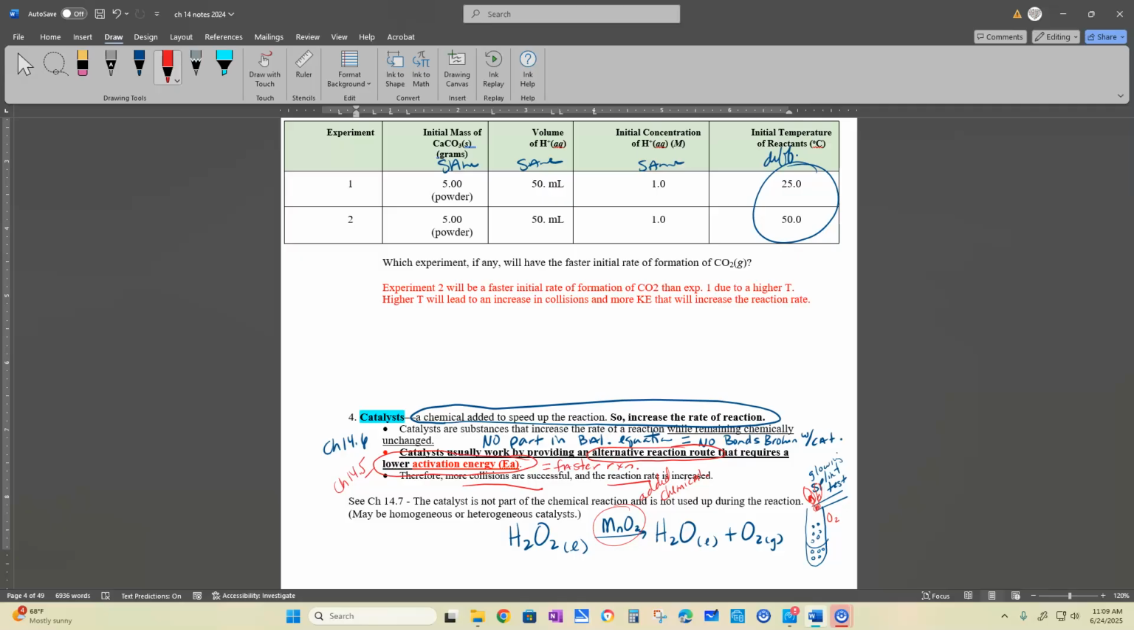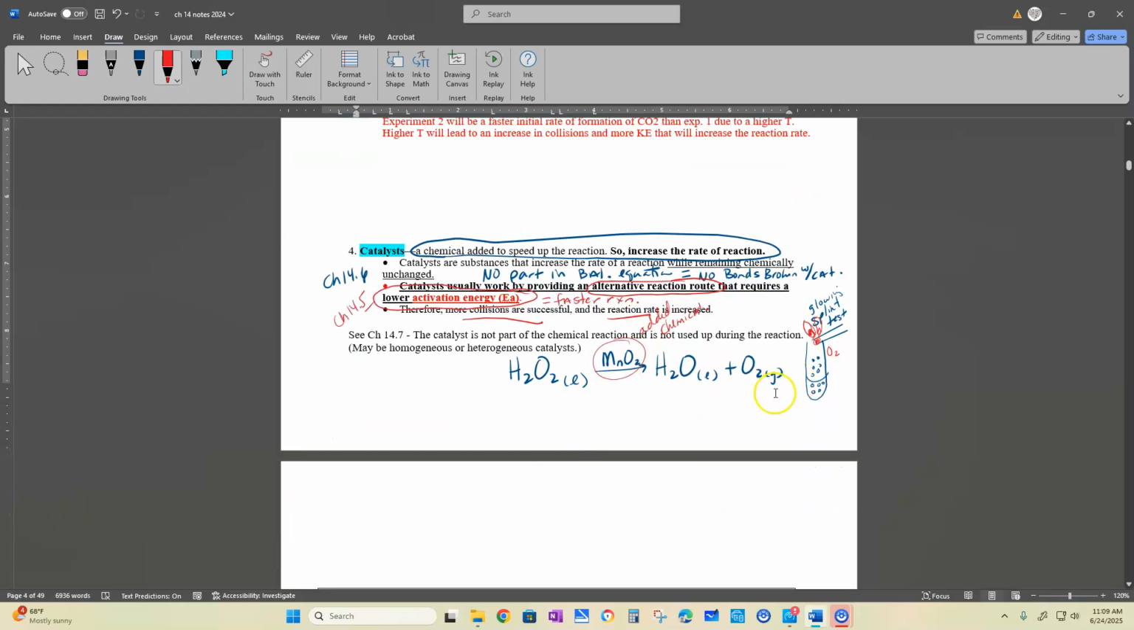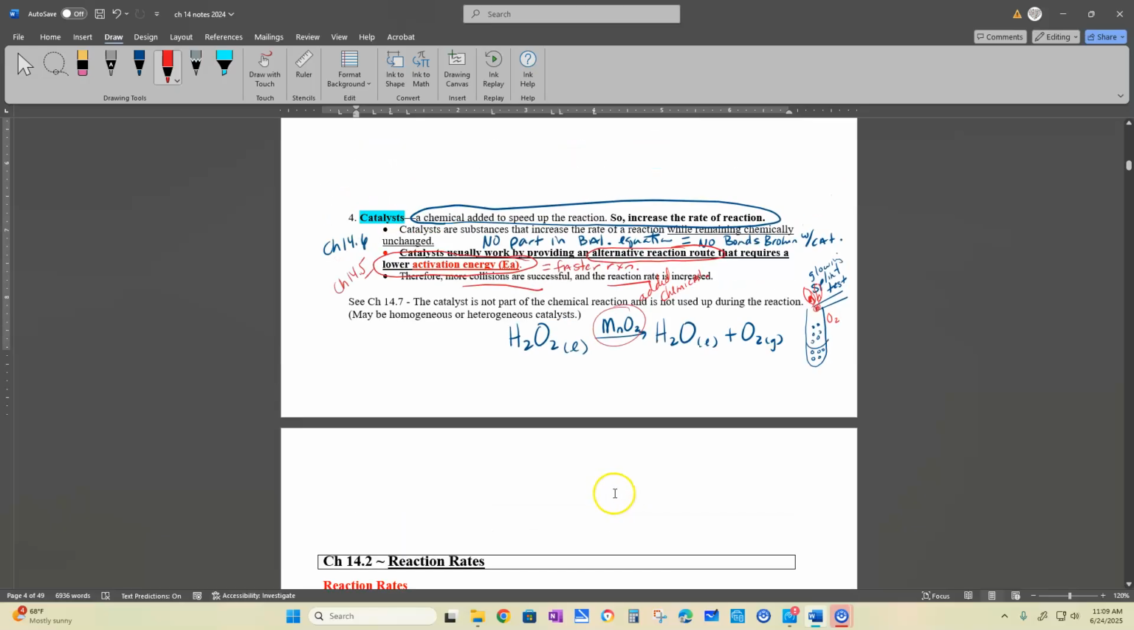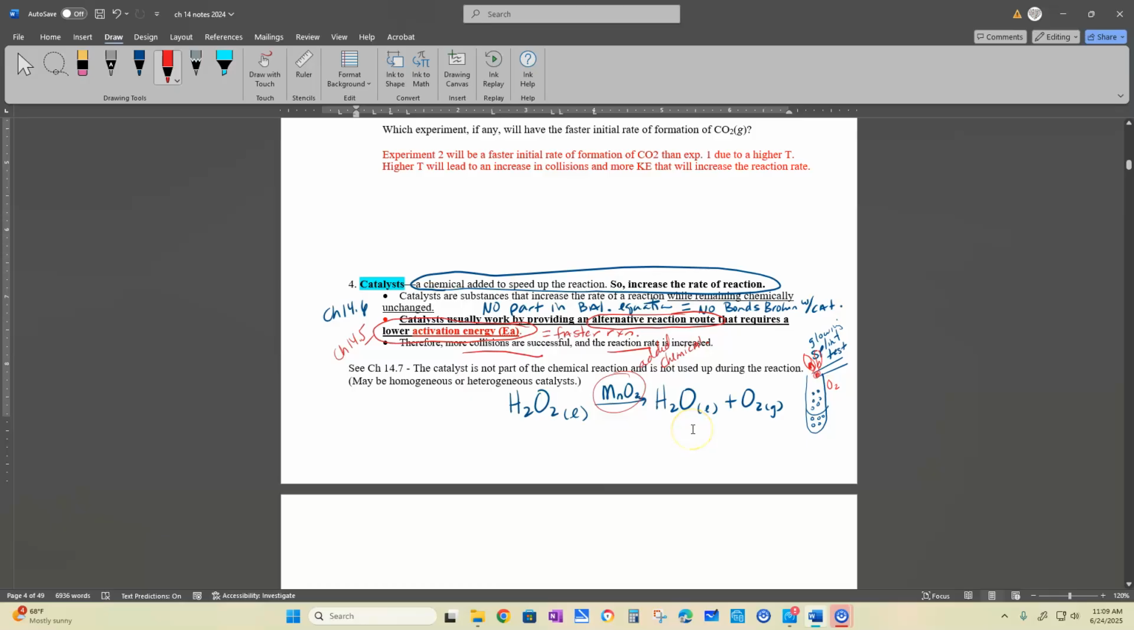Okay, so at 14.6 and 7, the catalyst is nowhere part of the chemical reaction, and it's not being used in this reaction. Okay, it's just an added chemical that's there to make it faster, and that's it. So hopefully before we go on to that next one, make sure you understand how the 4 conditions that we talked about can make a reaction faster or slower.